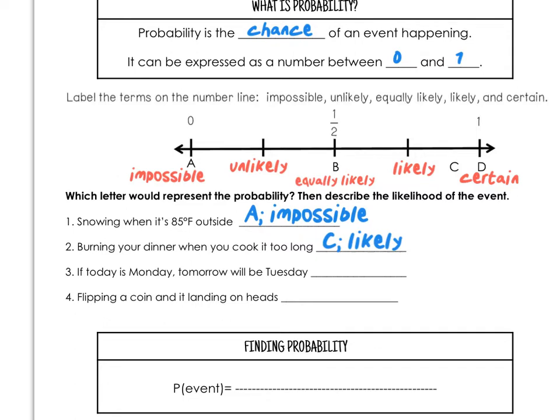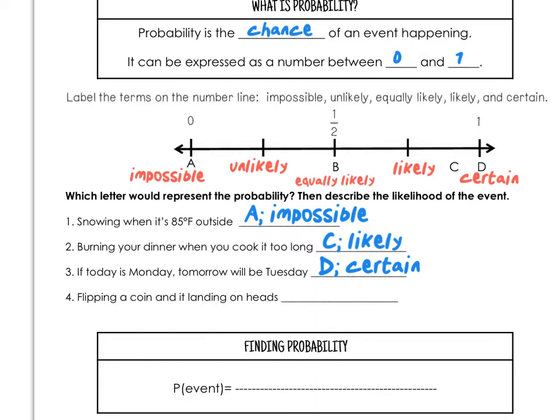For number 3, it says, if today is Monday, tomorrow will be Tuesday. What is the likelihood or the probability that that would occur? Here again, it's not impossible, because if today is Monday, tomorrow definitely will be Tuesday. It has a 100% chance of happening, which is right over here. So that will be point D, and that means it's 1, or 100%, and we say that it's certain to happen. So go ahead and write that on number 3.